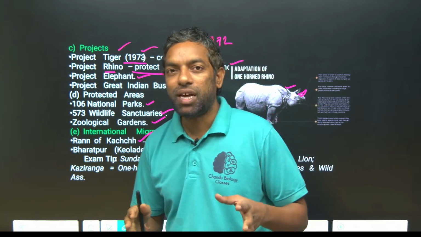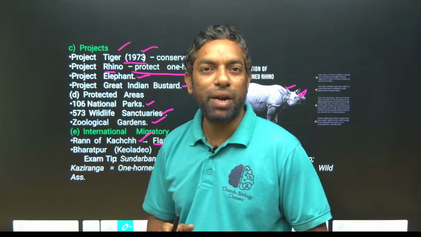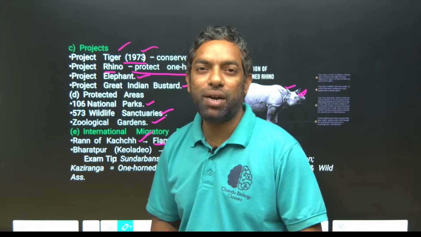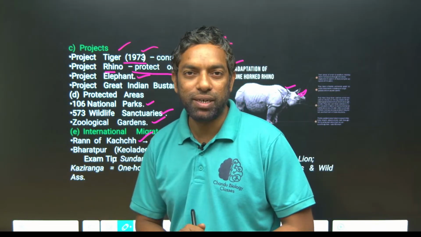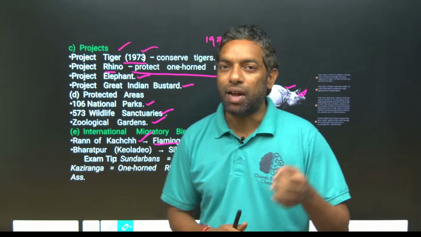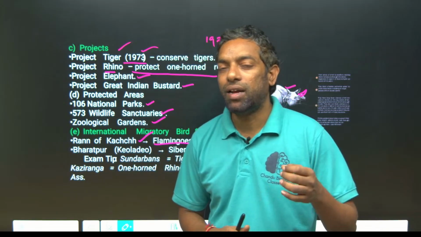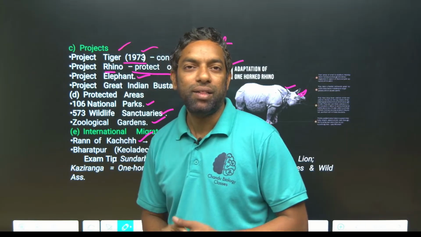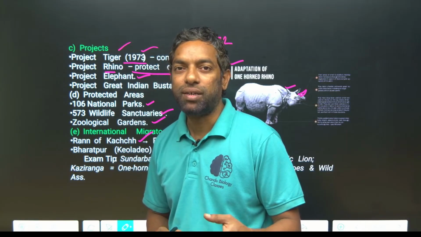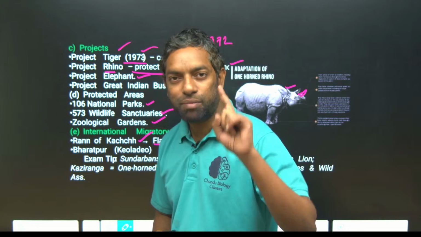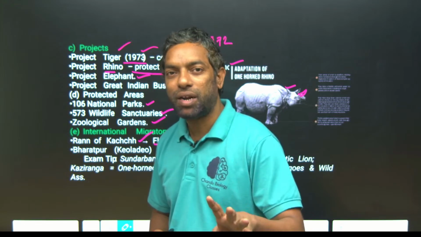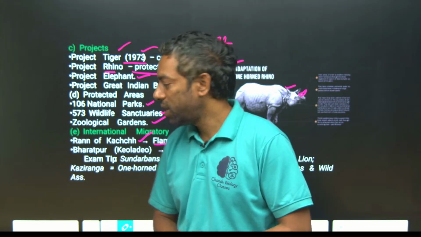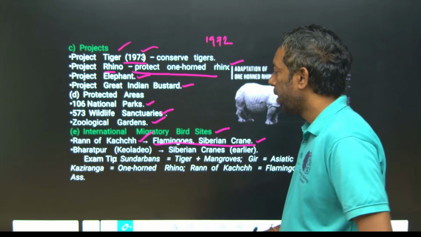I also made a video on the Ramsar wetland list. That is the most important video, guys. You have to go through it. Ramsar wetlands and world heritage sites. Keoladeo National Park is under the Ramsar network, and it is also on the Montreux record.